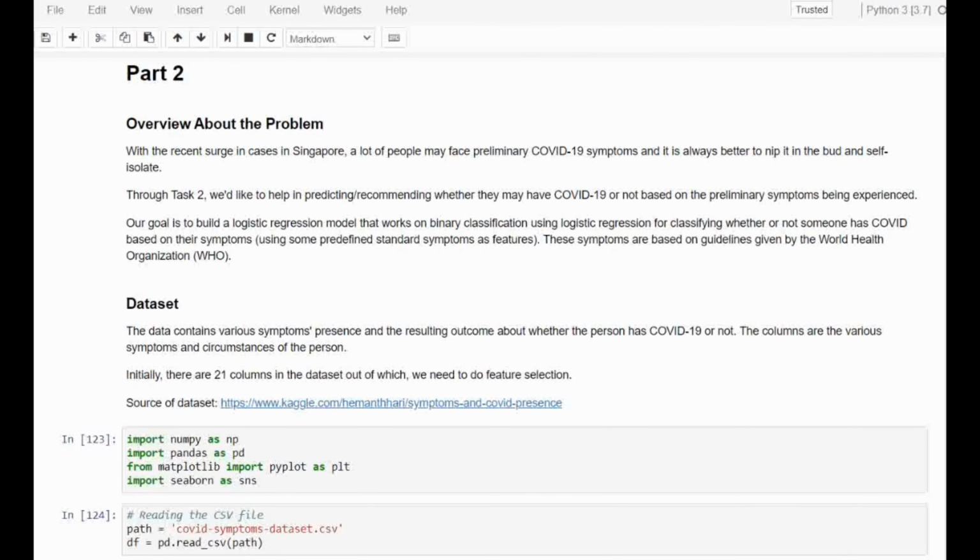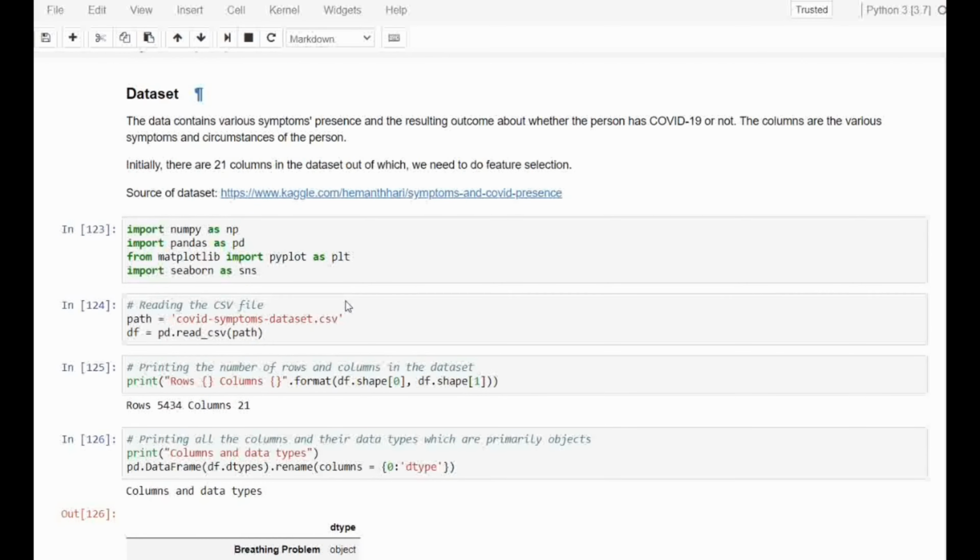In task 2, we decided to focus on how we can help people in this pandemic. And through our task 2 and the web app, we'd like to help in predicting whether or not someone may have COVID based on some preliminary symptoms. And essentially, we'd like to build a logistic regression model that helps in binary classification.